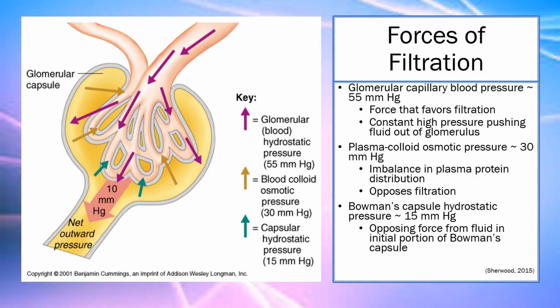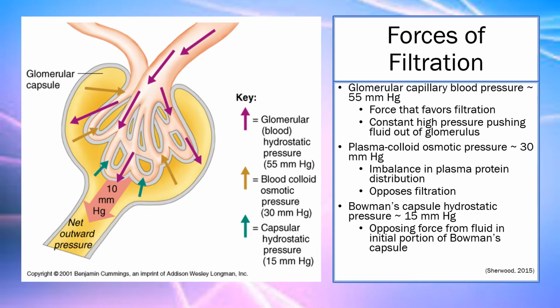In order for the fluid to push through these filtration layers of the glomerulus membrane, some type of force is required. There are 3 physical forces that drive the process of glomerular filtration, one of which favors filtration and 2 that oppose it. These are glomerular capillary blood pressure, plasma colloid osmotic pressure, and Bowman's capsule hydrostatic pressure.